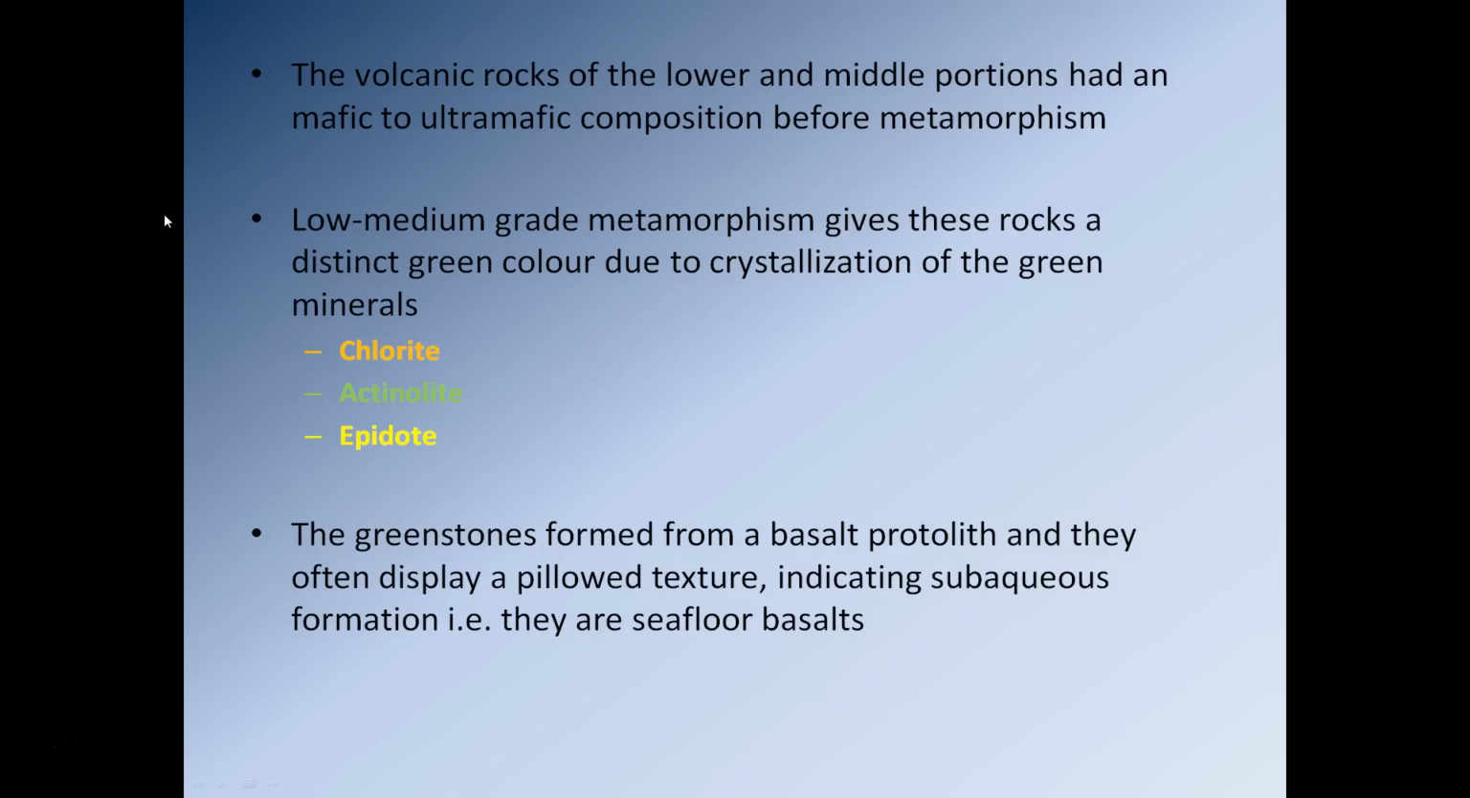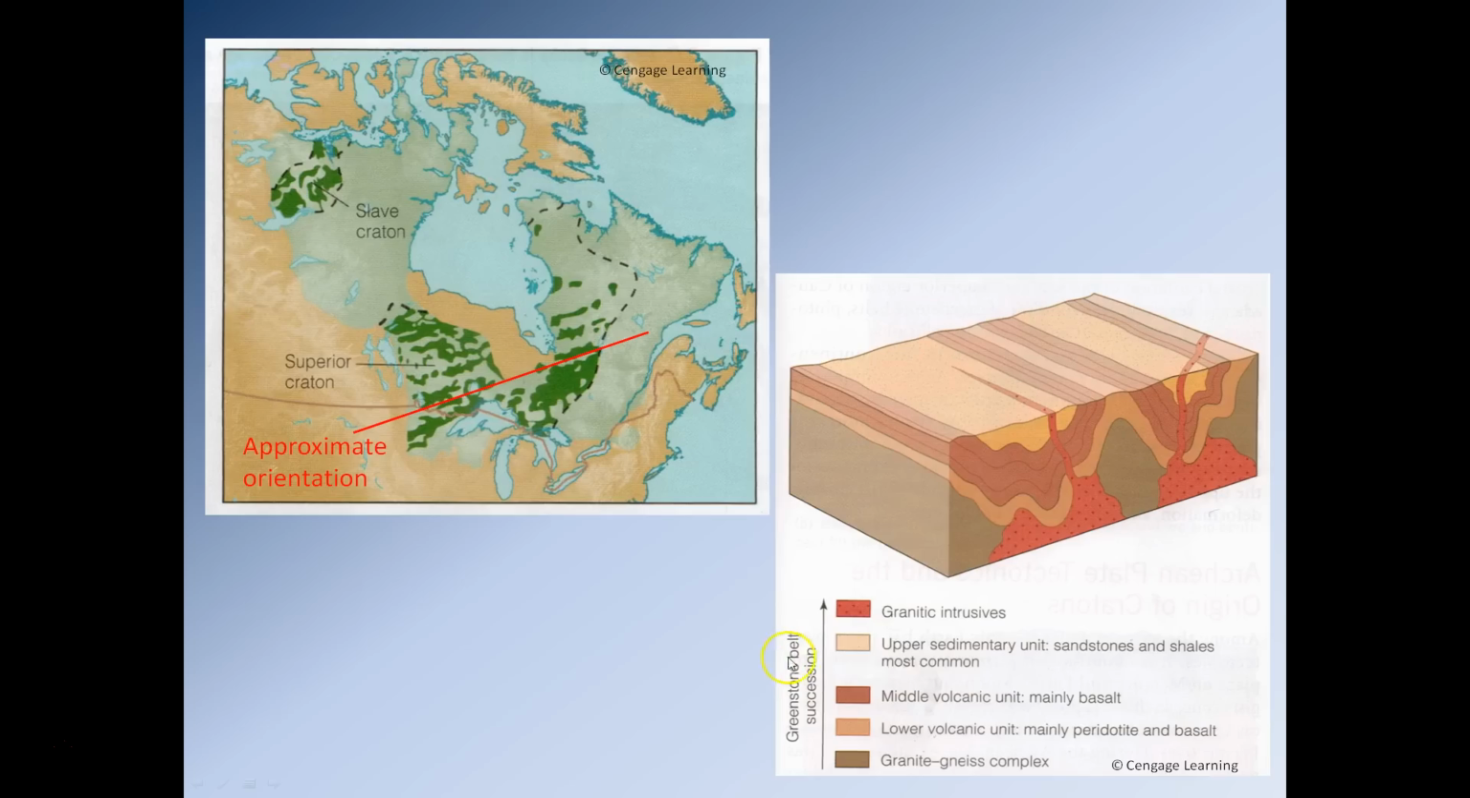They're essentially the same rock. Green schist has a foliation, greenstone does not. So the greenstones form from a basaltic protolith, and they display a pillowed texture indicating subaqueous formation, which essentially means they're seafloor basalts. So the basalts that are making up these lower and middle portions of the greenstone belts were erupted onto the seafloor.